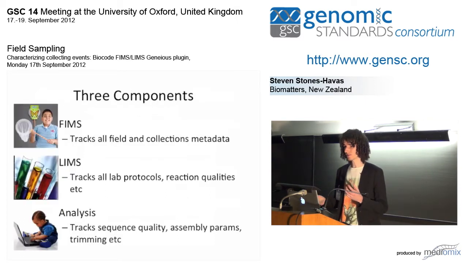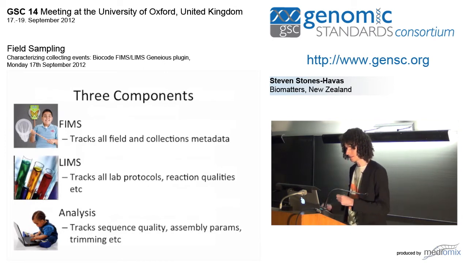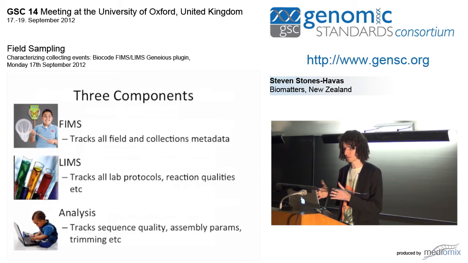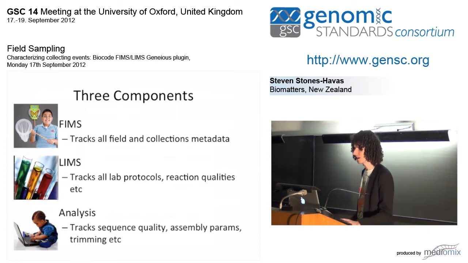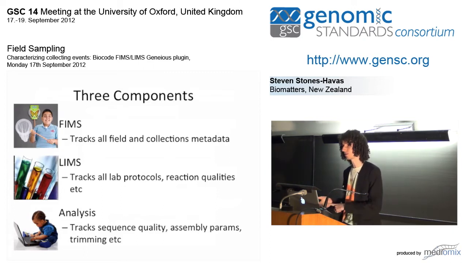There are three components to the system. There's a FIMS component, which handles the field metadata. There's a LIMS component, which handles lab processing. And there's an analysis component, which handles the sequence assembly and trimming and subsequent analysis. The FIMS tracks the field metadata, that's the time and place and any information about the specimen, the organism. The LIMS tracks things like reaction cocktails and primers, and the analysis tracks what parameters you used for the assembly algorithm, a record of any manual edits you made, stuff like that.